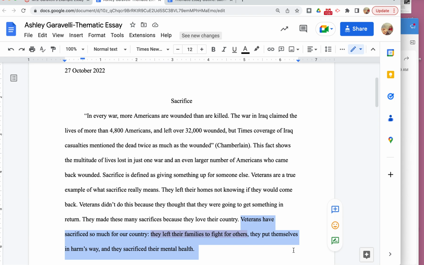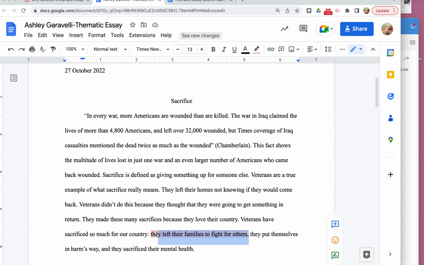A lot of you, I told you to write a statement about sacrifice first, and then do a colon, which is what these two dots are, then list your 3 reasons. When you have a list, you can put a colon in front of the list as long as there's a complete sentence in front of the colon. So I said, veterans have sacrificed so much for our country, colon. Then I'm listing my 3 reasons.